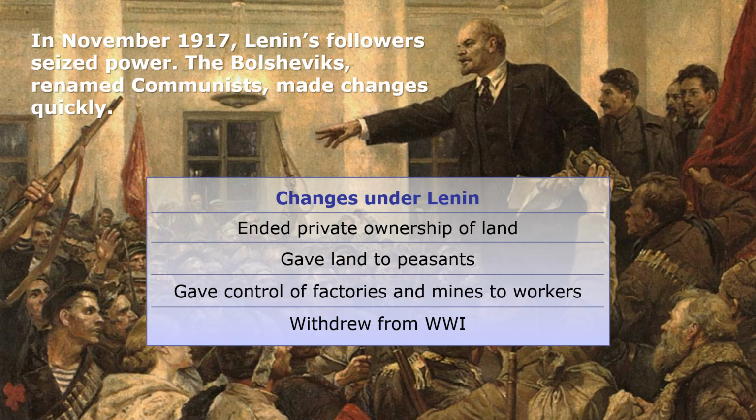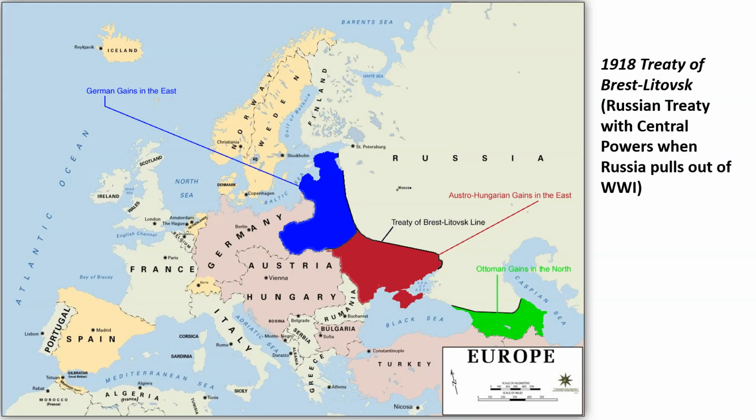So remember, Russia was a member of the Allied side, but Russia is going to get themselves out of the war because it wasn't going well for them. They were paying a great price. And they make their own peace with Germany and pull out of the war. So in making that separate peace with Germany, with the Central Powers, it's the 1918 Treaty of Brest-Litovsk. So a treaty with the Central Powers.